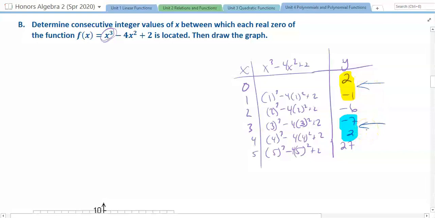And so we're going to plug in negative 1, and so negative 1 cubed minus 4 times negative 1 squared plus the 2. So it's negative 1, this will be a negative 4 in the middle, and a positive 2, and so that gets me negative 3. And if we look at this 2 to this negative 3, that gives me my third zero of this.